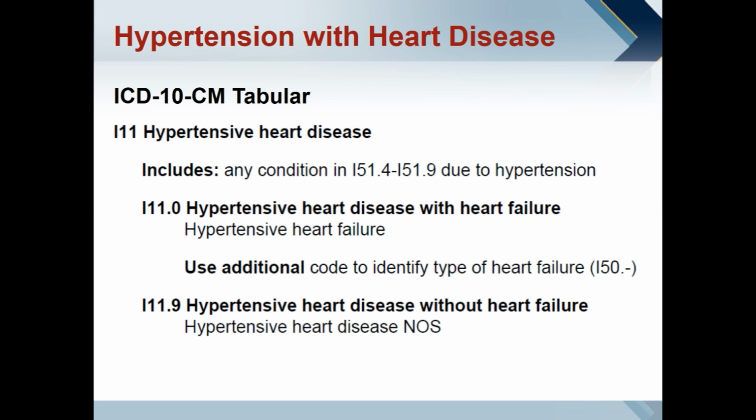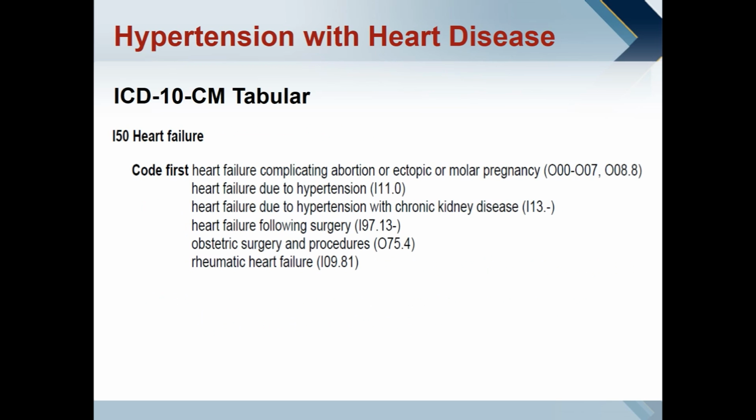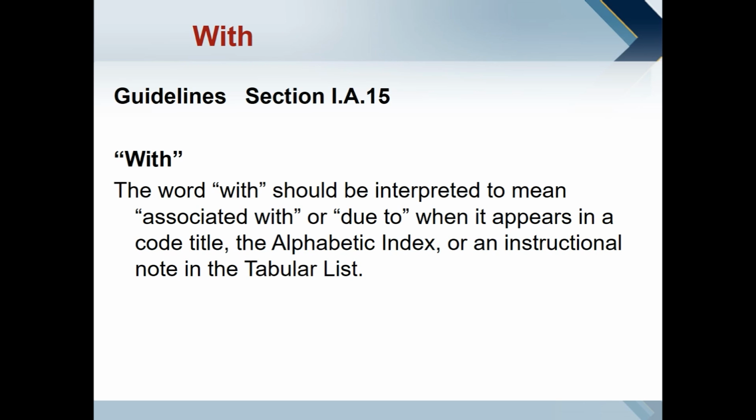In the tabular list, when we go to code I-50, we see the code first instructional note that says, among others, heart failure due to hypertension I-11.0. And again, we see the phrase due to. To help us understand the use of the term with and due to and what they mean, we refer to the guidelines, and we go to General Guideline 1A15, with. The word with should be interpreted to mean associated with or due to when it appears in a code title in the alphabetic index or an instructional note in the tabular list.